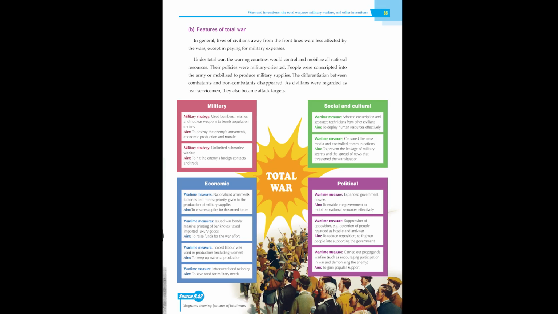Military. Military strategy used bombers, missiles, and nuclear weapons to bomb population centers. Aim to destroy the enemy's armaments, economic production, and morale. Military strategy: unlimited submarine warfare. Aim to hit the enemy's foreign contacts and trade.